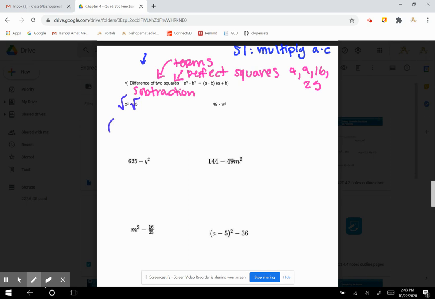So let's set up our answer. To set up your answer, you do two parentheses, one with a plus and one with a minus. The square root of the first, square root of x squared is x, square root of 25 is 5, and that is your answer.